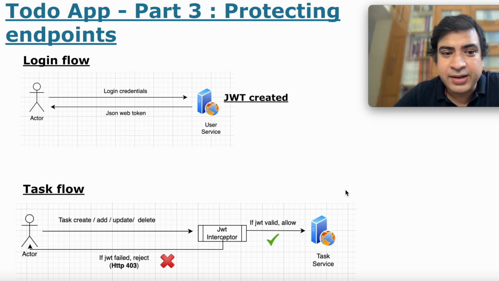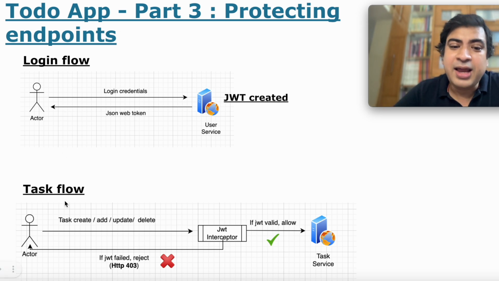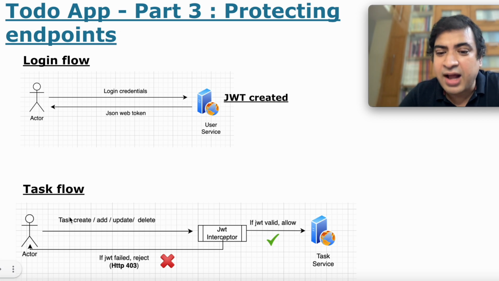So what happens is something like this. During the login flow, once the login credentials are verified by the server, the server generates a JSON Web Token, which is a long one, and sends the JSON Web Token back to the user. Then for every subsequent request to the task endpoints, like for creation of task or for retrieval of task or for any other task endpoints, the user sends the JWT along with the request header.